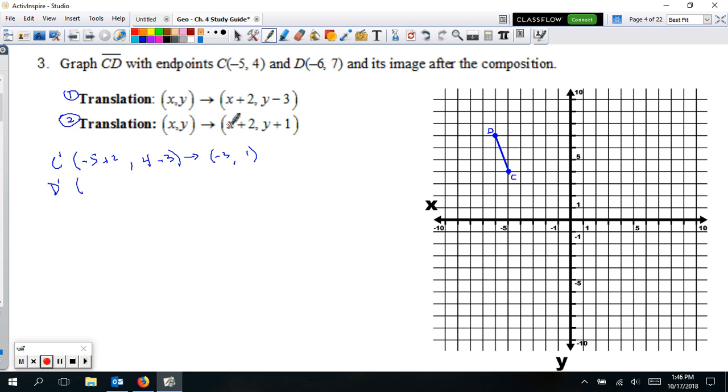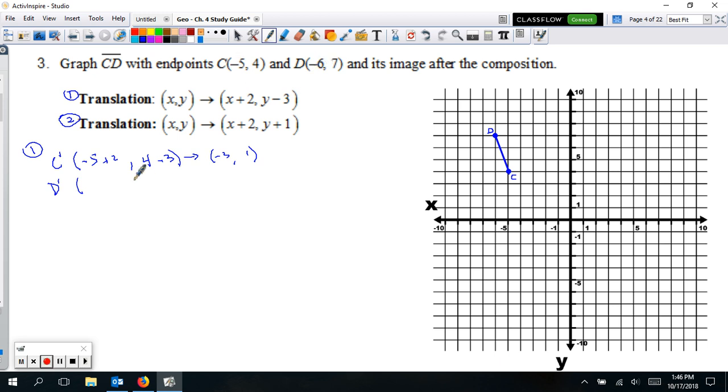And so that's going to give us, we're going to add 2 again, but we're also going to add 1 to the Y this time. And we're going to do it now to this point. Oh, I'm sorry, I got ahead of myself. I didn't do D prime yet. Still doing first translation, so this is still number 1. Just put 1 there. So we're still going to add 2 and subtract 3 from the D point.